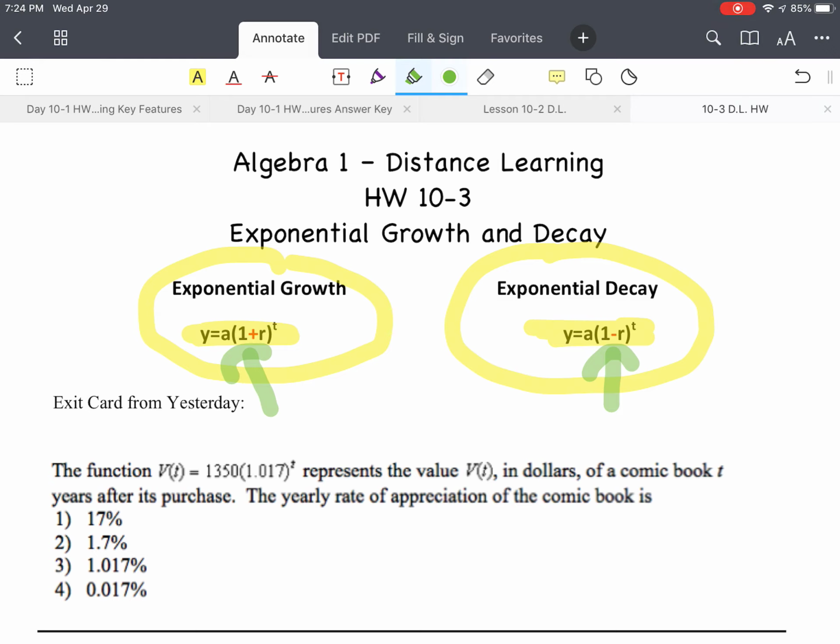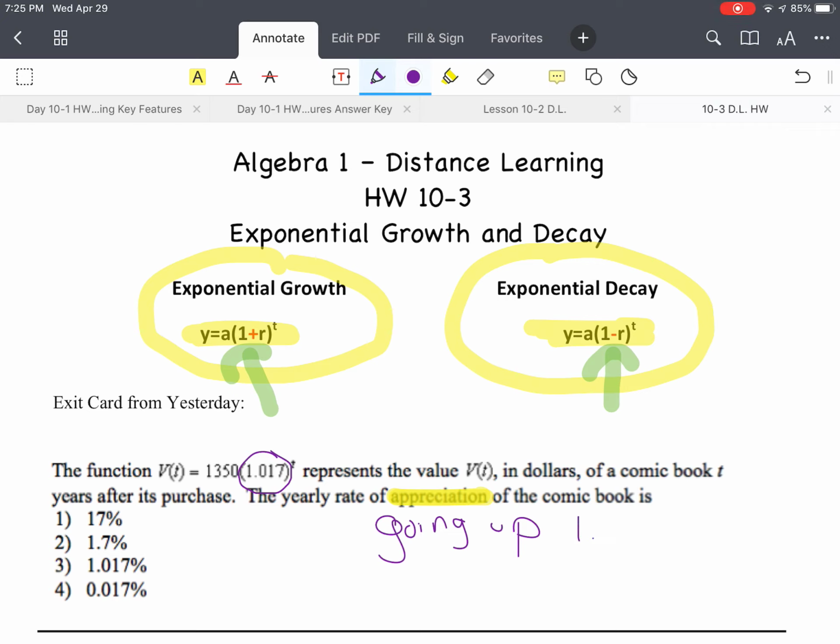The yearly rate of appreciation of the comic book. So appreciation is the opposite of depreciation. Appreciation means that the amount of money is going up. So this person bought a comic book and they were lucky because it was worth more as the years went on. So when I look at the multiplying factor, 1.017, I know that that's growth. And I know it's growth because 1.017 is greater than 1.